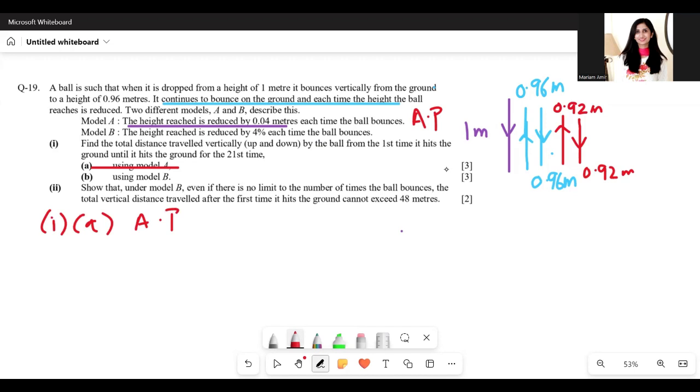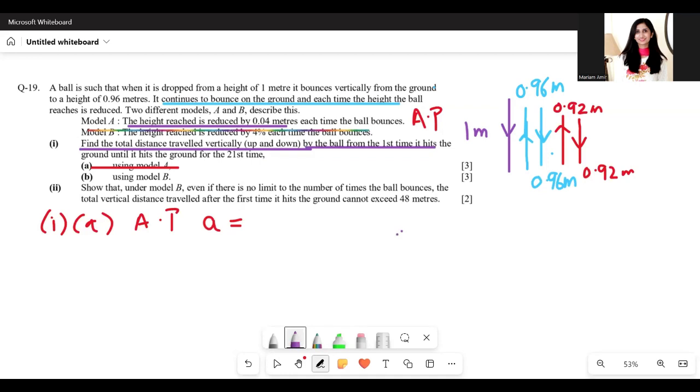Let's just first finish reading this question. I think I missed some part of the question. So we're not looking at model B for now. In part 1, it says find the total distance traveled vertically upwards and downwards by the ball from the first time it hits the ground until it hits the ground for the 21st time.